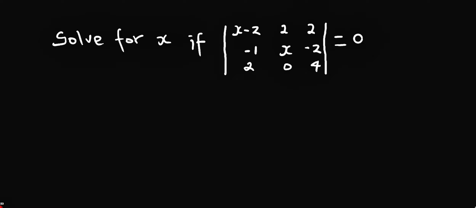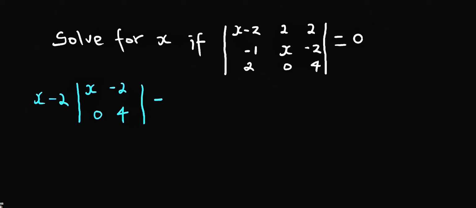To get the determinant, we're going to take just the terms in the first row. So we're going to have x minus 2. Then we take the small matrix that is left when we cover the row and the column of that particular element. So we're left with x minus 2, 0, and 4.